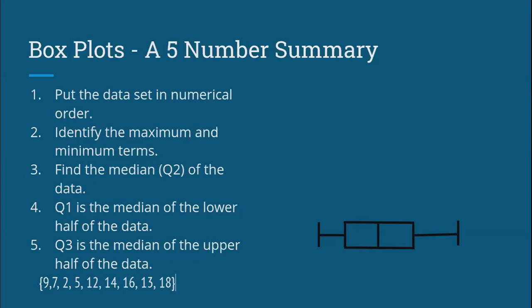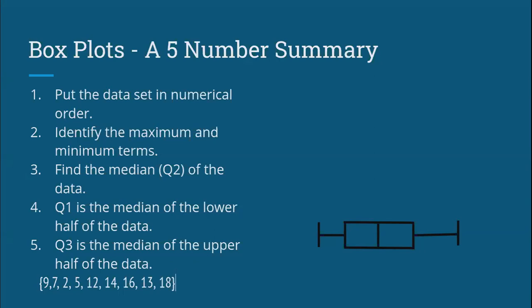So now in 2 to 5, you will now find the 5 terms. So in number 2, you identify the maximum and minimum values. You will identify the maximum and minimum terms of your data set. Then you will find the median, which in statistics is called Q2, of the data set. Okay, so of the entire data set, you are again finding the middle.